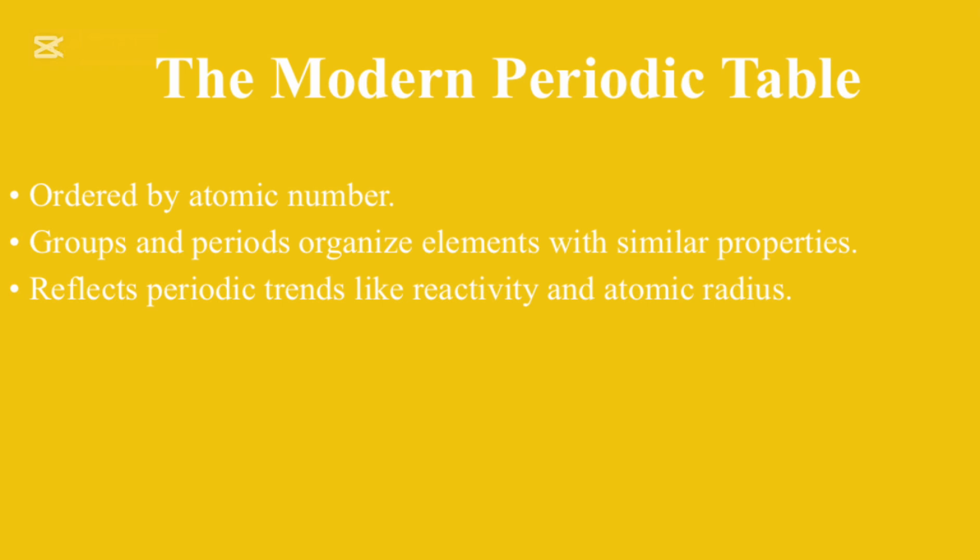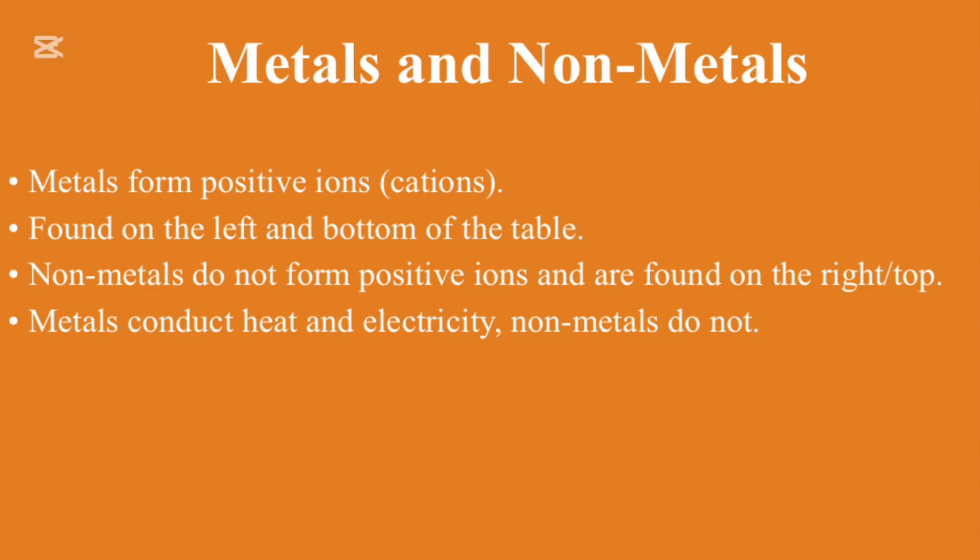Now, let's talk about some elements that are present in the periodic table, such as metals and non-metals. What are metals? Metals form positive ions, which are called cations, meaning they tend to lose electrons, and they are found on the left and bottom of the periodic table. Non-metals do not form positive ions and are found in the top right of the periodic table. Note that metals conduct heat and electricity, and non-metals do not.